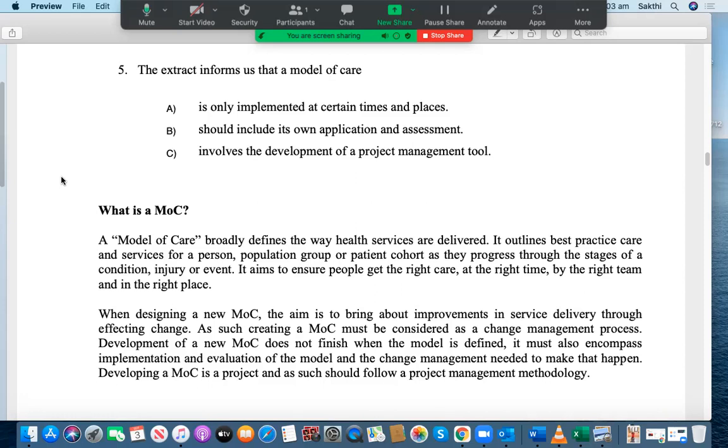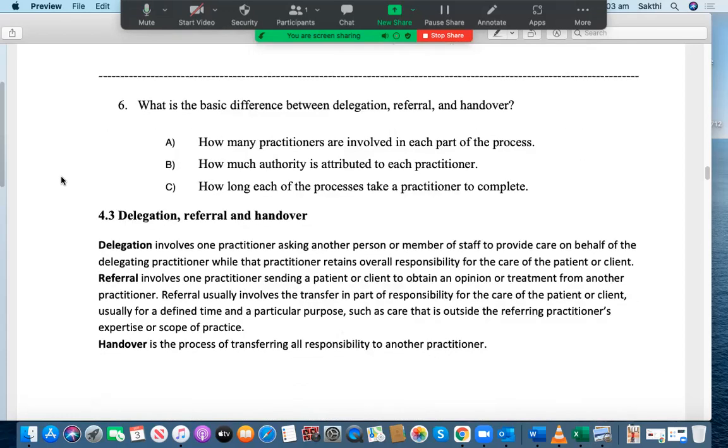I hope you have got the answer. 1 minute time is over now, and I'm going to move ahead to the next one. Thank you. This is the final question, question number 6 of part B.